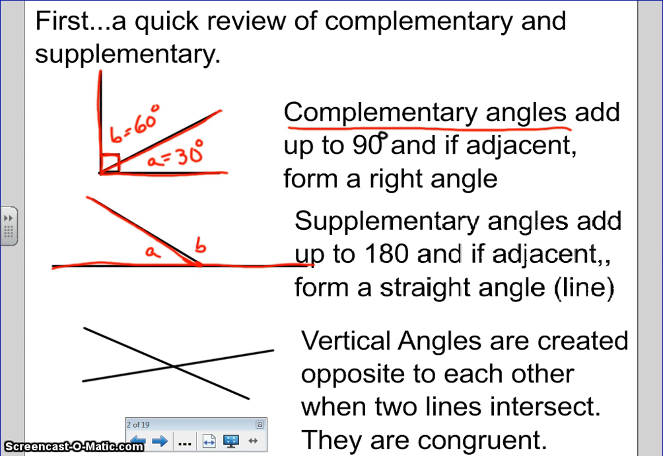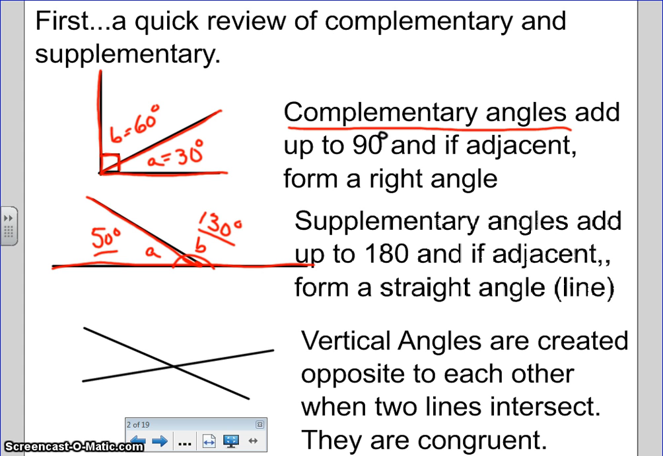If we knew that angle A was 50 degrees, then we could find out how big angle B is by taking 180 minus 50, and we would know that angle B is 130 degrees because 50 degrees plus 130 degrees adds up to 180 degrees, which is a straight line.